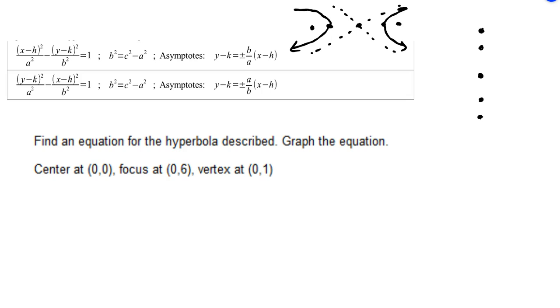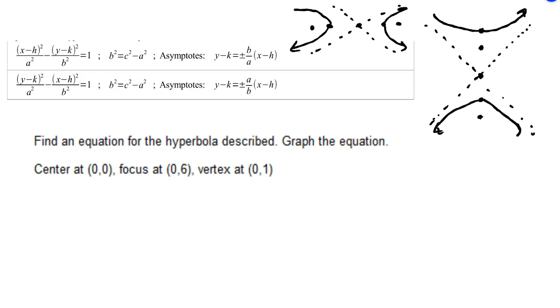Passing through the center, you're going to have two asymptotes. The slope of the line that's that asymptote is determined by the values of a and b. And then you're going to draw your hyperbola using the vertex and approaching those asymptotes.